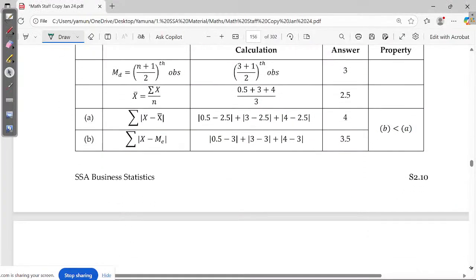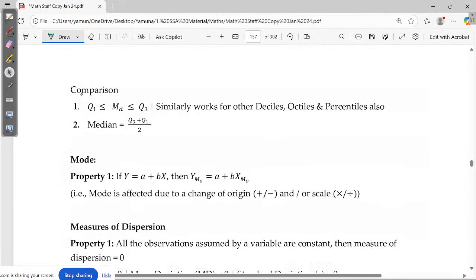So this is property number 2. Comparison, quite important. When we have the positional averages in the data line, if this is the full set of data, the middle position will denote the median value. This one will be quartile 1. This one will be quartile 3. This is denoting the position, and the value of that is the quartile.